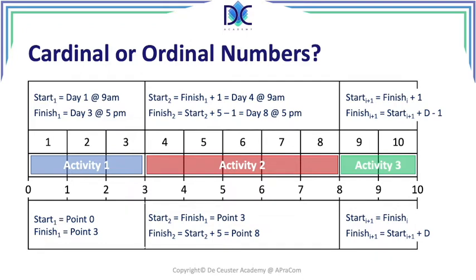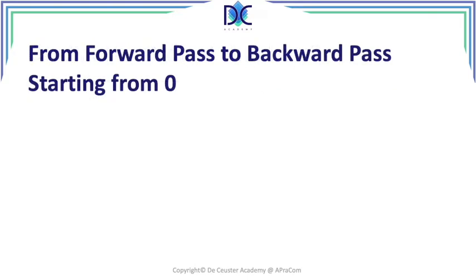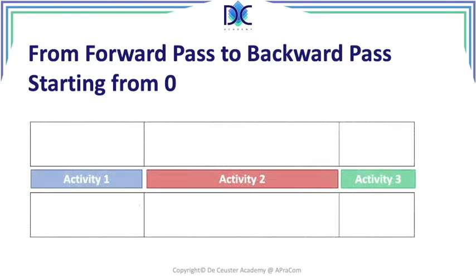Now let's have a look at this in a more exercise format. We have again our three activities, activity 1, 2, and 3. They have the same durations, 3, 5, and 2 days. When we look at the forward pass, we know that the early start of the successor is equal to the early finish of the predecessor, and the early finish of the activity is equal to the early start plus the duration. And we can apply this here. Activity 1 starts at early start 0. So the early finish is early start plus 3, which is 3.